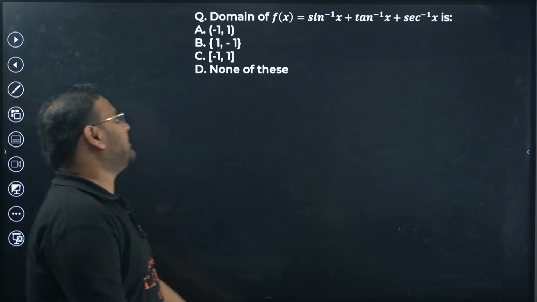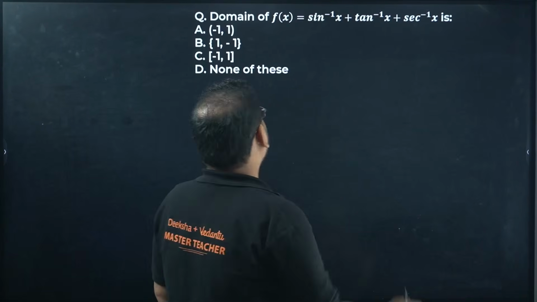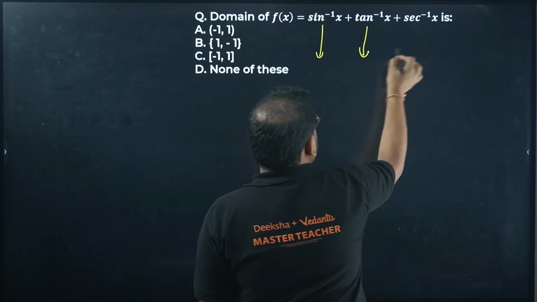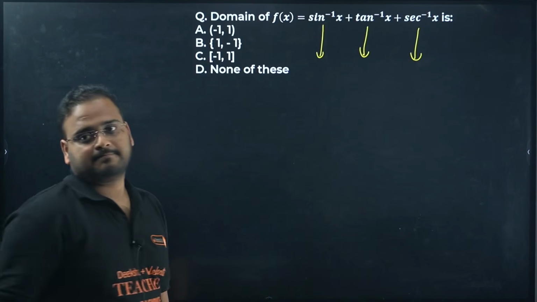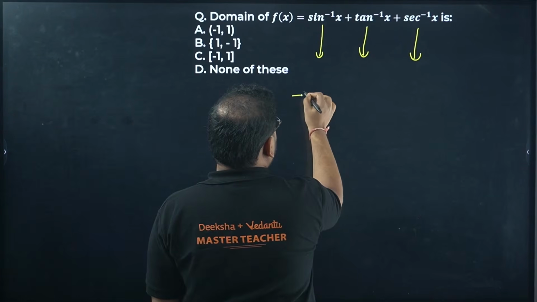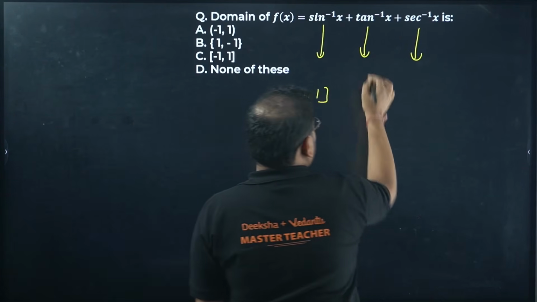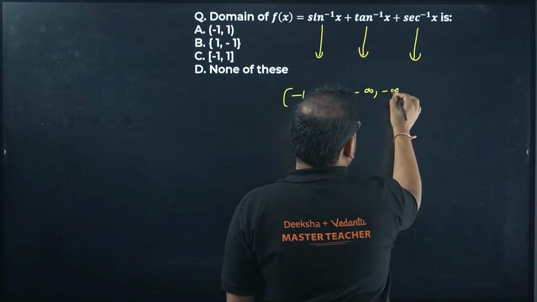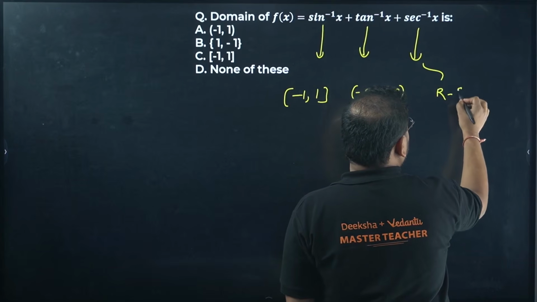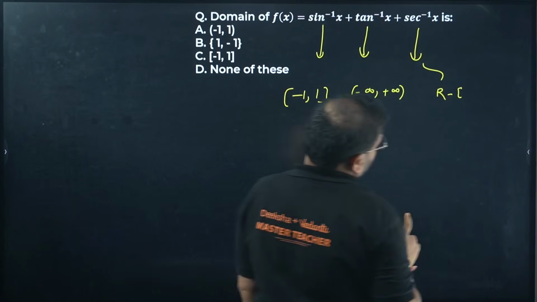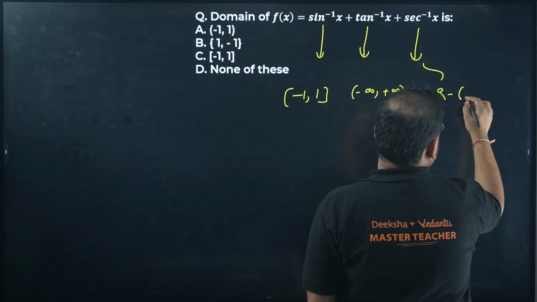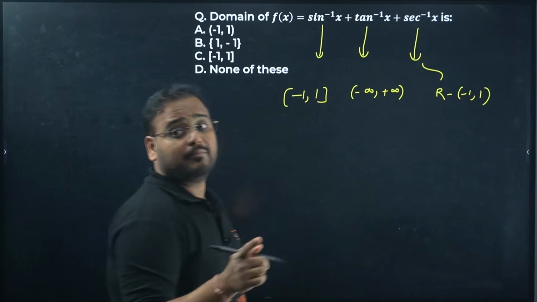Next, domain of f(x): sine inverse of x, tan inverse of x, sec inverse of x. First you're going to find the domains of these. Domain of the first one is minus 1 to 1. Domain of this one, this to this. Domain of this one, check here, all real except for an open bracket, not closed brackets, minus 1 to 1.